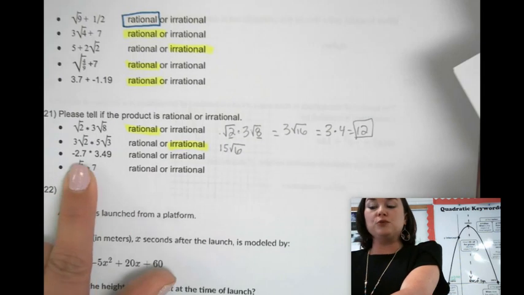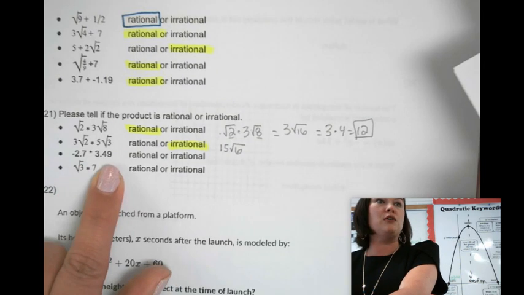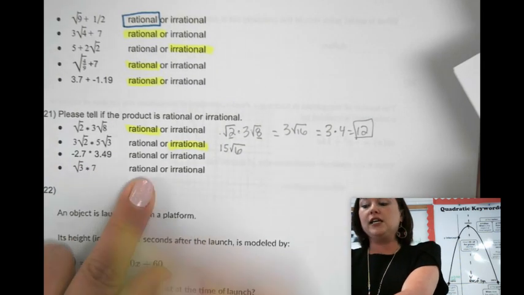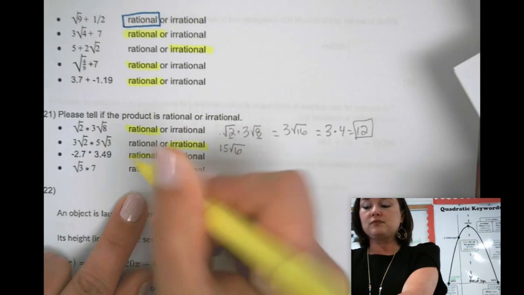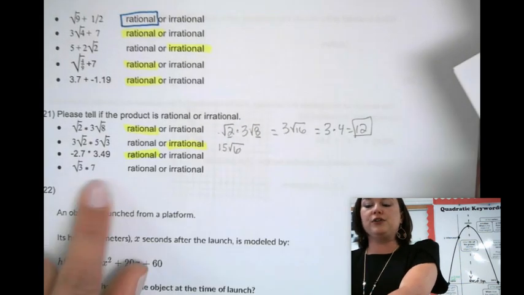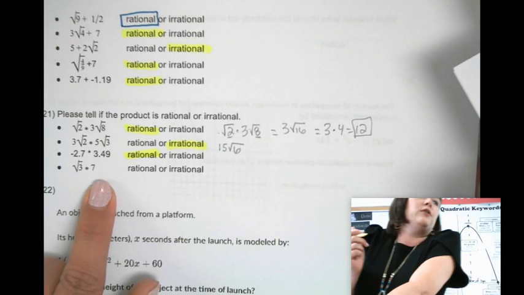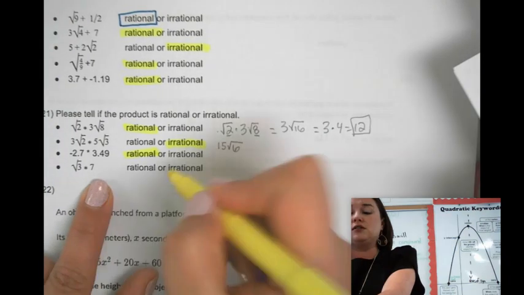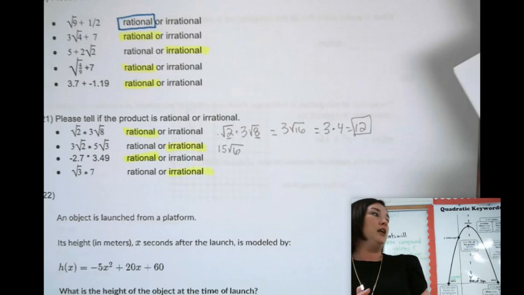This is a terminating decimal times a terminating decimal, so our answer is also going to be a terminating decimal, which is rational. And then the last one, square root of 3 times 7, still has a square root of a non-perfect square, so the answer is irrational. Any questions there?